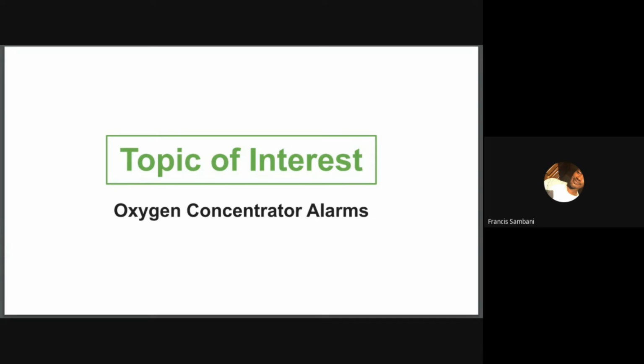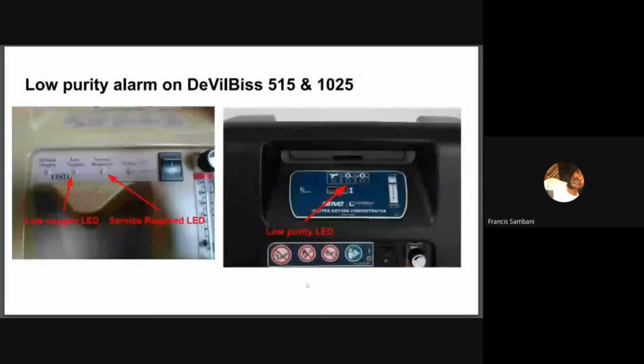In our graphics, next slide, please. In our graphics, we have the low oxygen and the service required alarm on the 515. So those are the two alarms I've been talking about. And if we look at the Devilbiss 1025, the programming is different. The 1025 is the one you can see on the right.